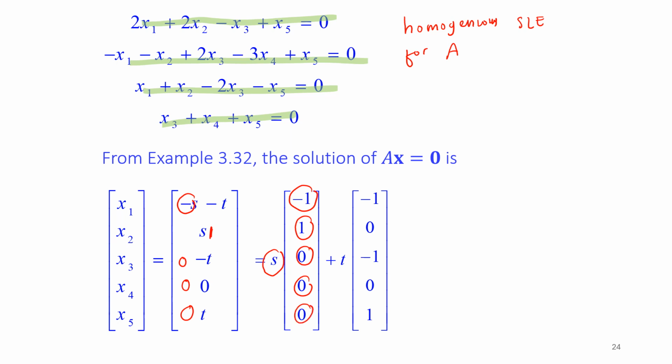And then for t, we are going to look at the coefficients for t at each row. The first row coefficient for t is -1. In the second row, it's 0. The third row is -1. The fourth row is 0, and the last row, the fifth row, is 1. Okay, so this is the solution space for the system of linear equations Ax equal to the 0 vector, and therefore this is the null space for the matrix A.